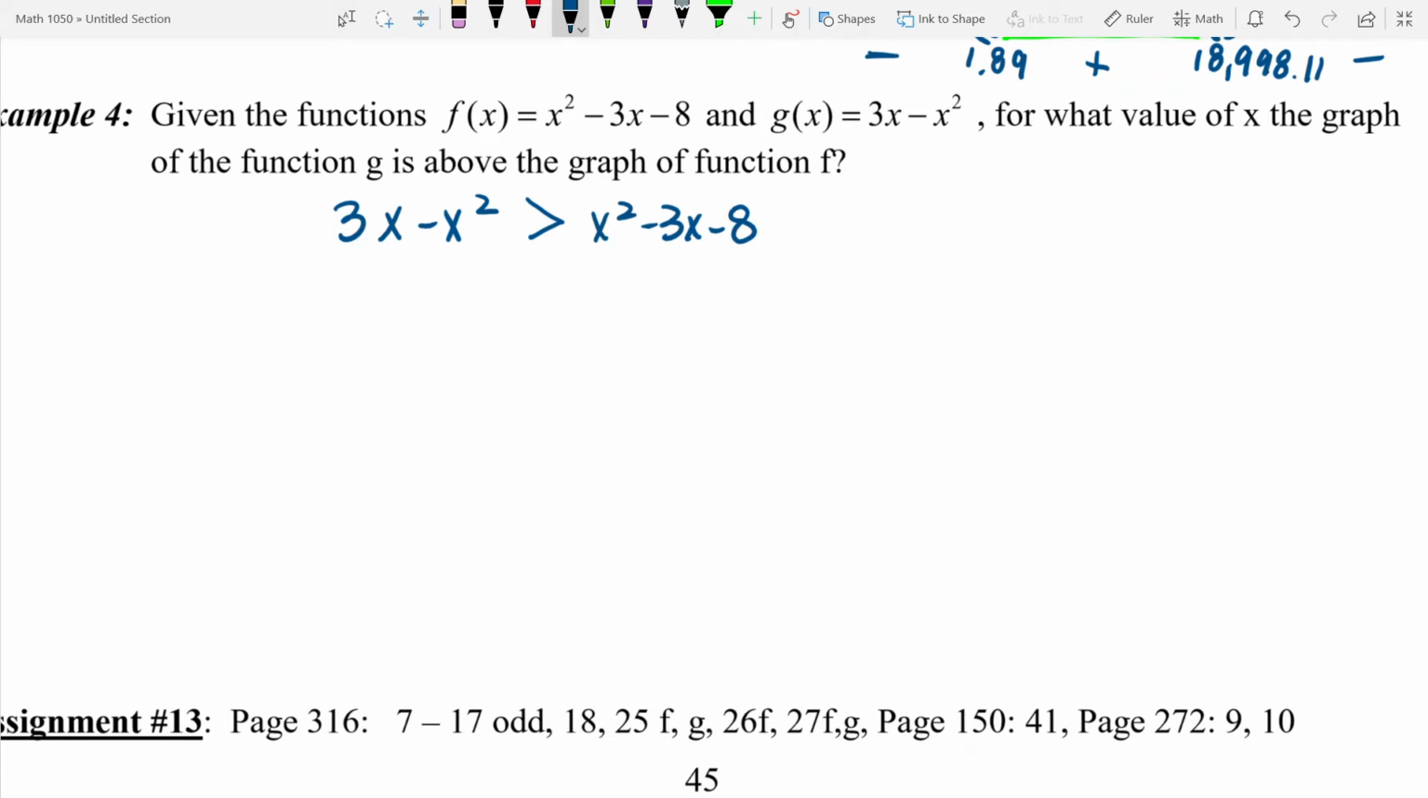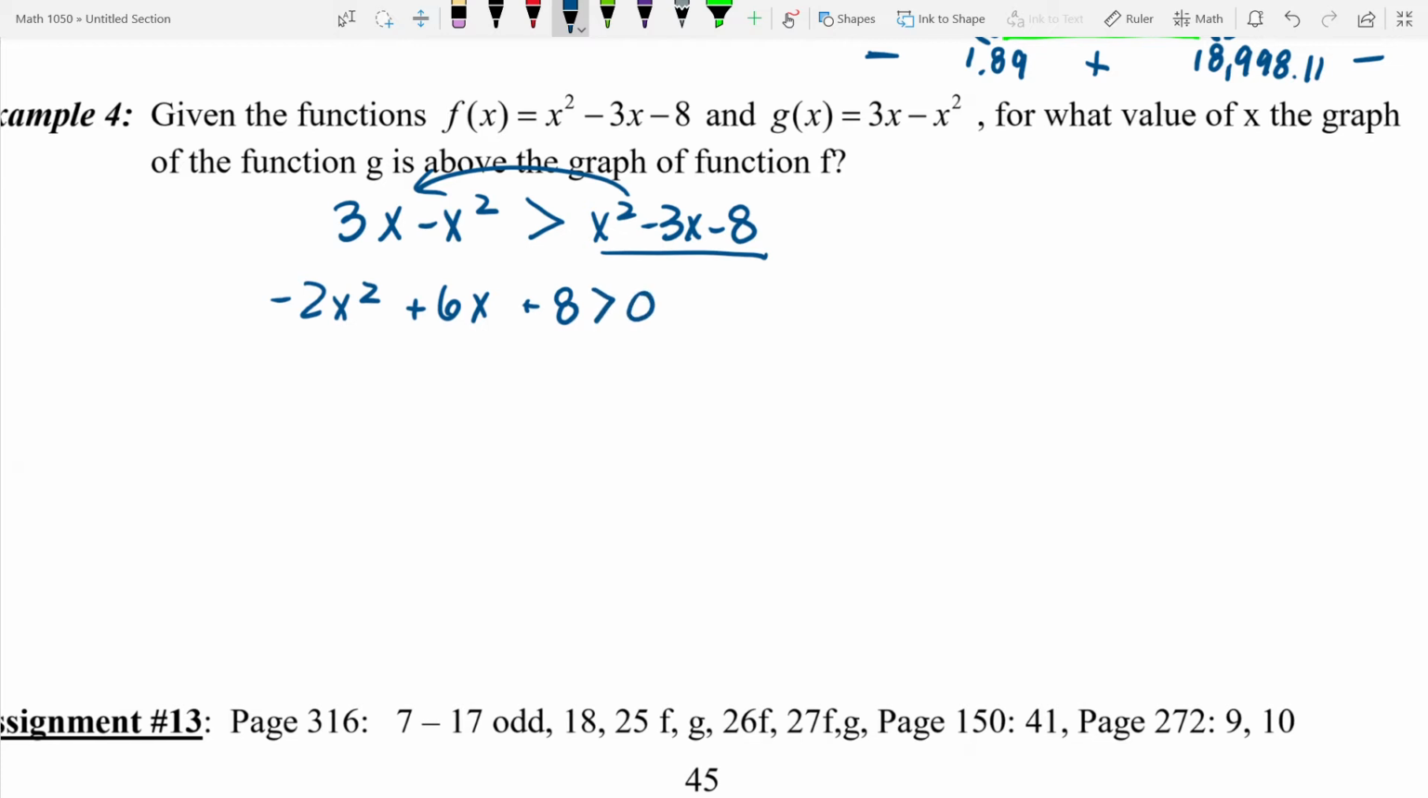What's step 1? Get a 0, but don't get a 0 on the left. Please, it's a train wreck. Get a 0 on the right. So I know it seems so bad, but take all those guys and pull them that way. So the x squared comes over and becomes a negative. So you have a negative 2x to the second. The 3x comes over and becomes a positive, so I have a plus 6x. The 8 comes over and becomes a positive, so I have a plus 8 is greater than 0.